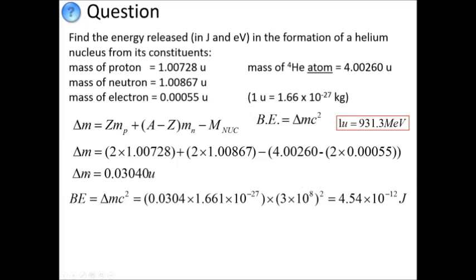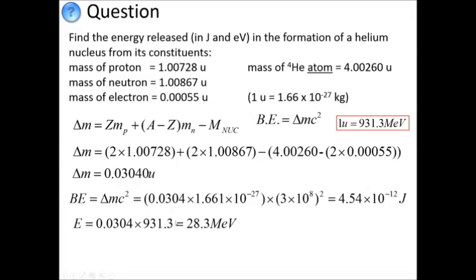0.03040 u. We could use binding energy is delta m c squared if we want. So I'm going to convert 0.03040 u into kilograms. There's my conversion. Times c squared to give me 4.54 times 10 to the minus 12 joules.